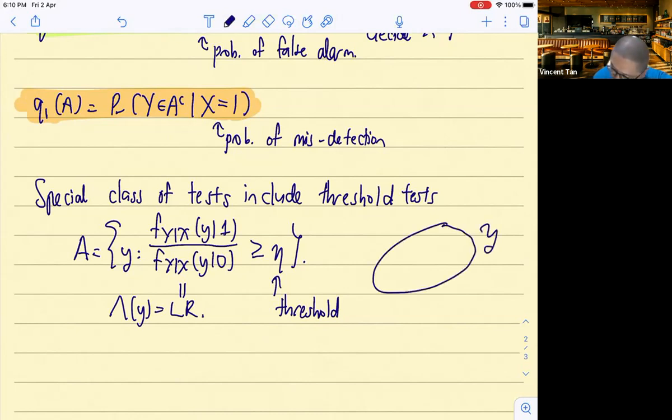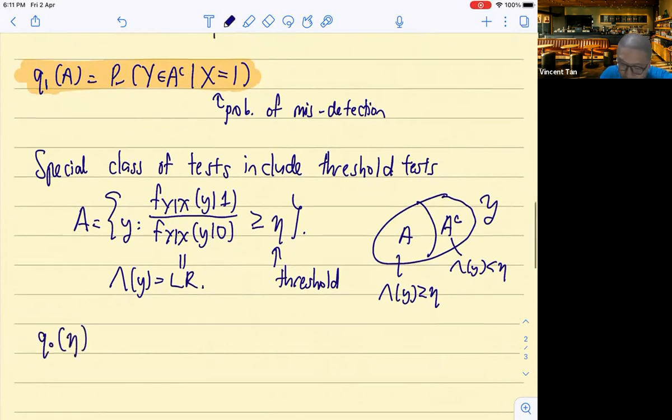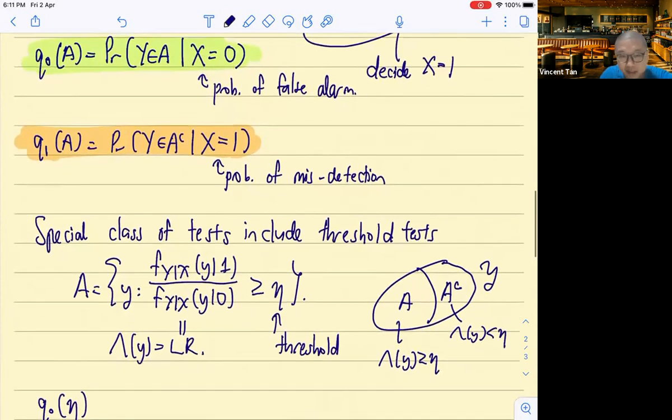Again, this is my sample space, and this is my A, and this is my A complement. So we are saying that A is such that lambda of y is bigger than eta, and here lambda of y is smaller than eta. So this is a special class of tests. Now, if we use this family of tests, we will abbreviate our Qs, our misdetection and false alarm probabilities that you can see on top of this slide here.